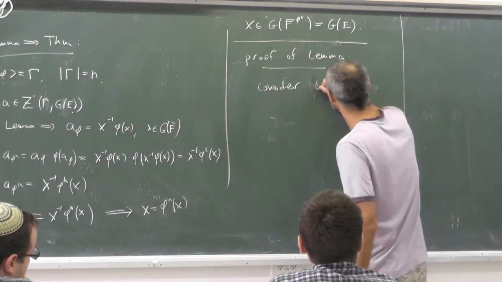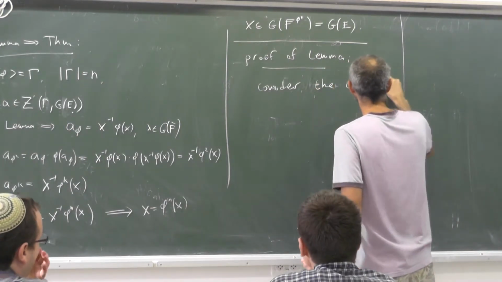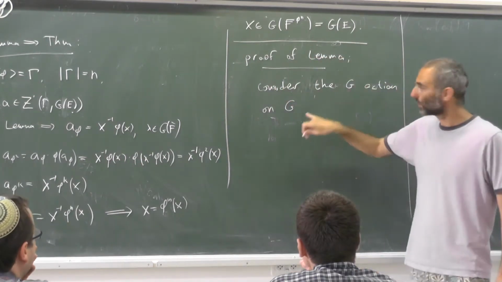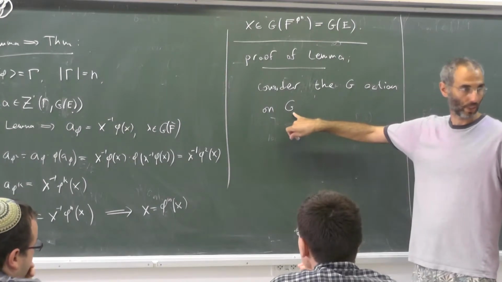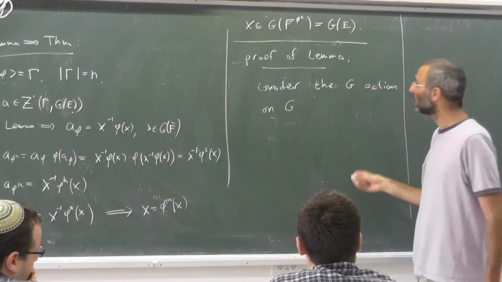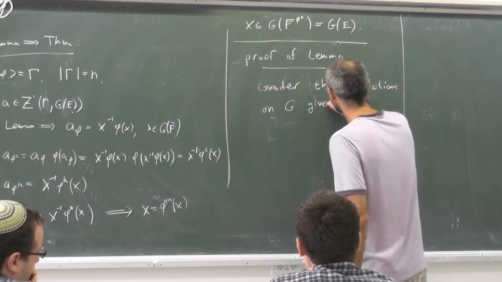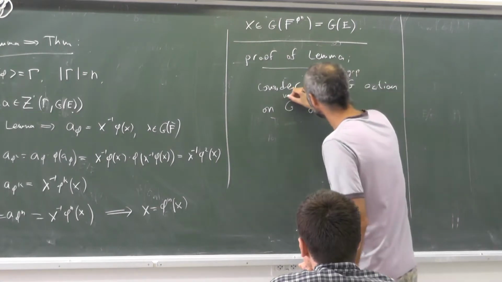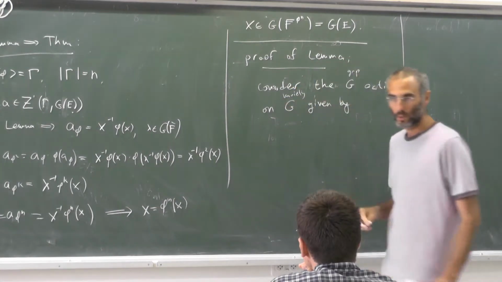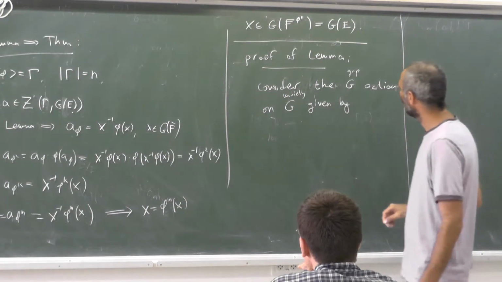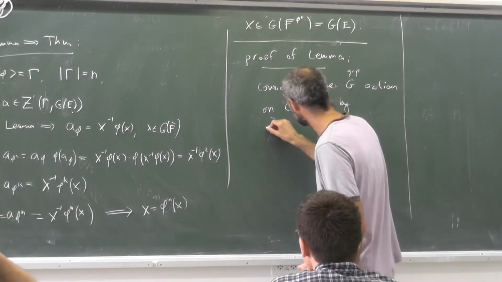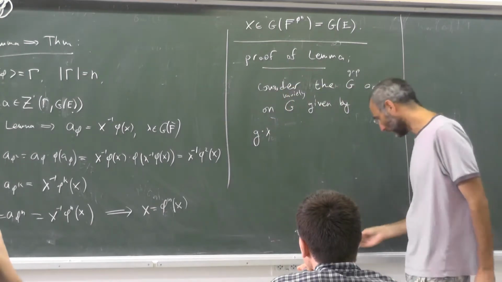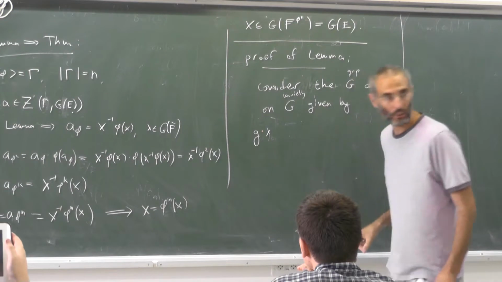Consider the G action on G. So G is a group. Consider G as an algebraic variety, given by... this is a variety, given by X, maybe G acting on X, I'm defining this action.